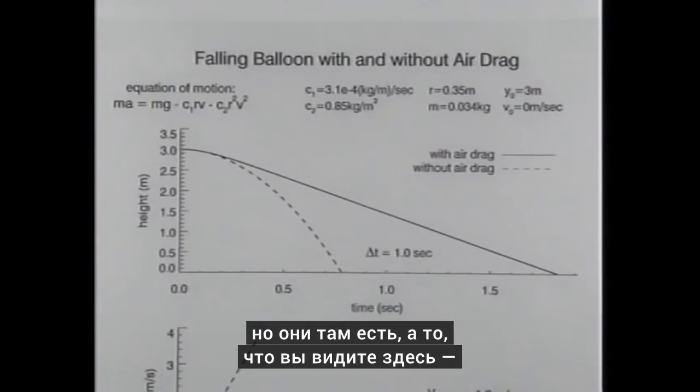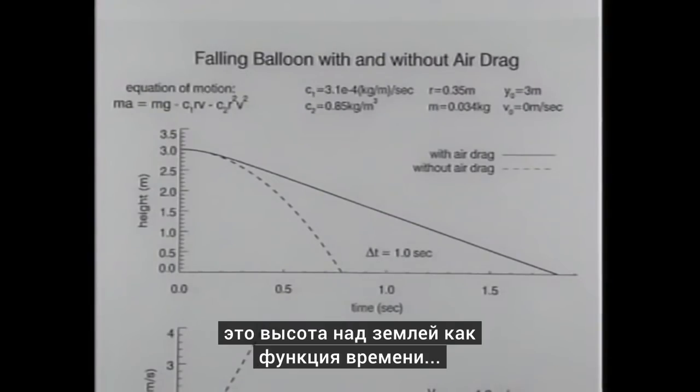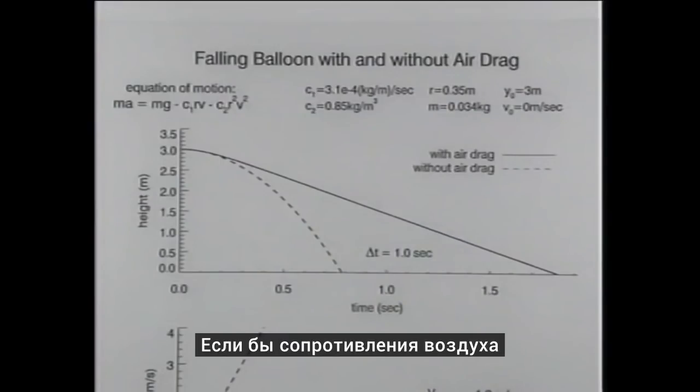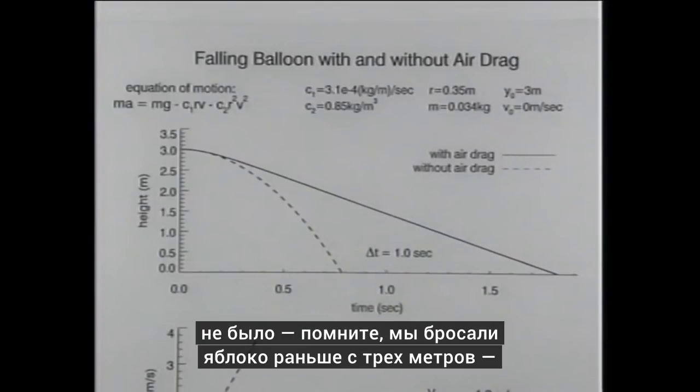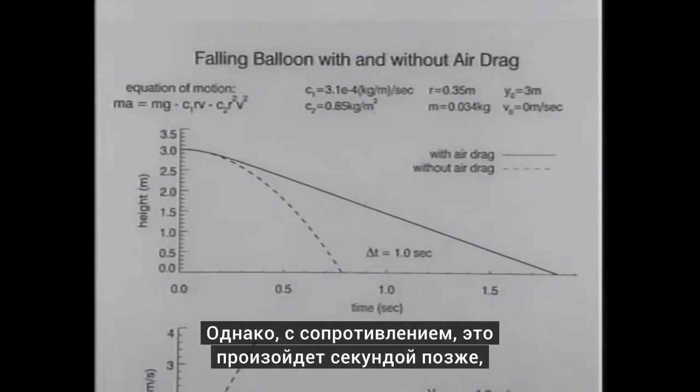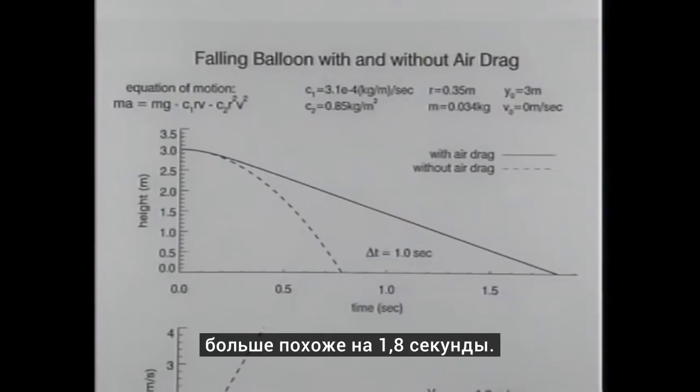And what you see here is the height above the ground as a function of time. This is 1 second, this is 1.5 seconds. This is the 3 meter mark. If there were no air drag, remember we dropped an apple early on from 3 meters, it will hit the floor at about 780 milliseconds. However, with the air drag, it will be about 1 second later, more like 1.8 seconds.